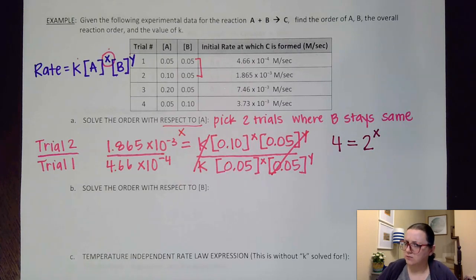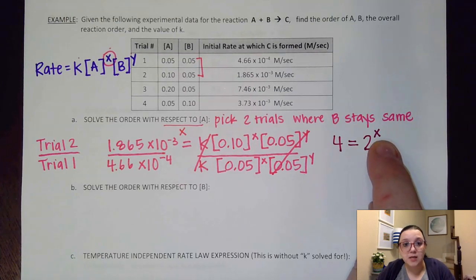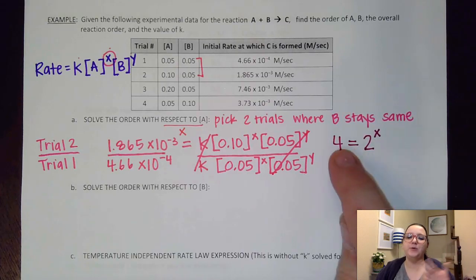And very rarely is it 4. Usually it's 0, 1, 2, 3. And so if I can start figuring out what this exponent is, I would know my order to it. So what I want to do is start plugging in things for x until I get 2 raised to that exponent equaling 4.